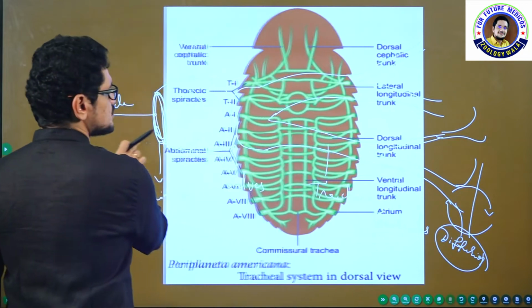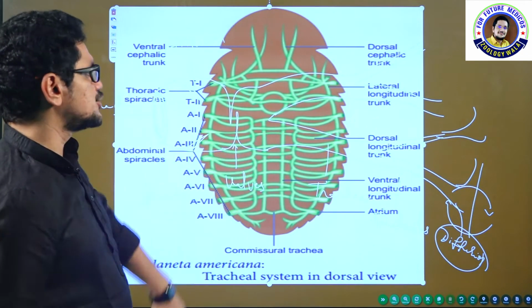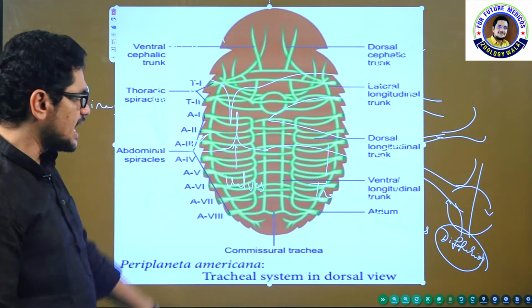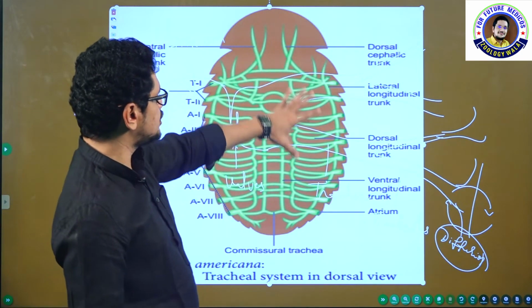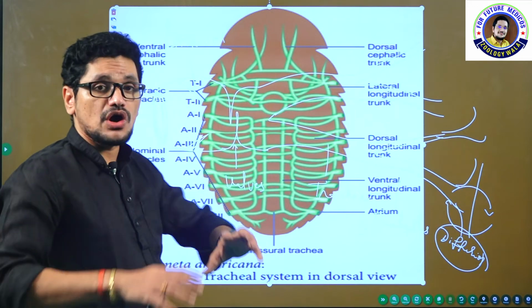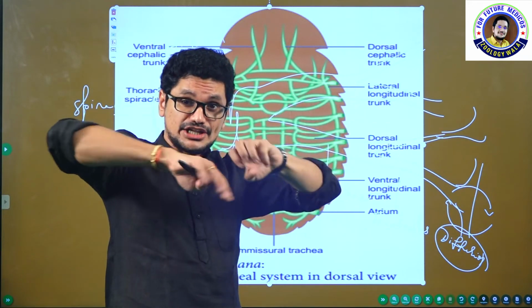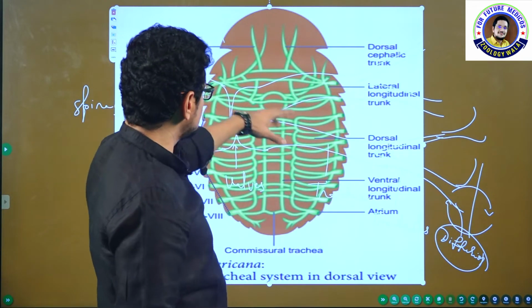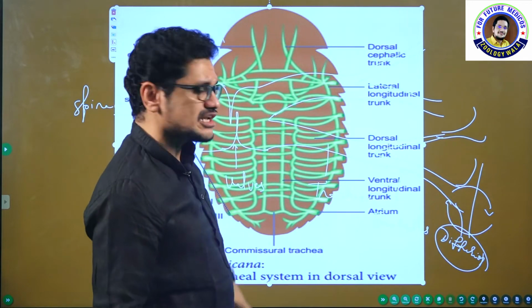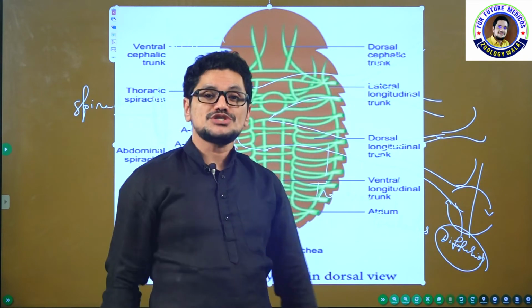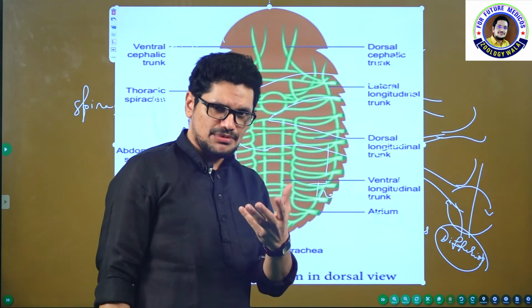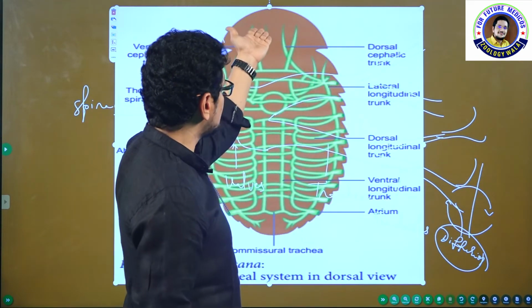Okay, just have a look at the green colored tubes that I have represented there. All the green colored tubes in the diagram are nothing but trachea. They are nothing but the connections. Numerous connections, commissures, are present through which the atmospheric oxygen will be given to the cells with the help of the diffusion process. Even cephalic trunks are also present.